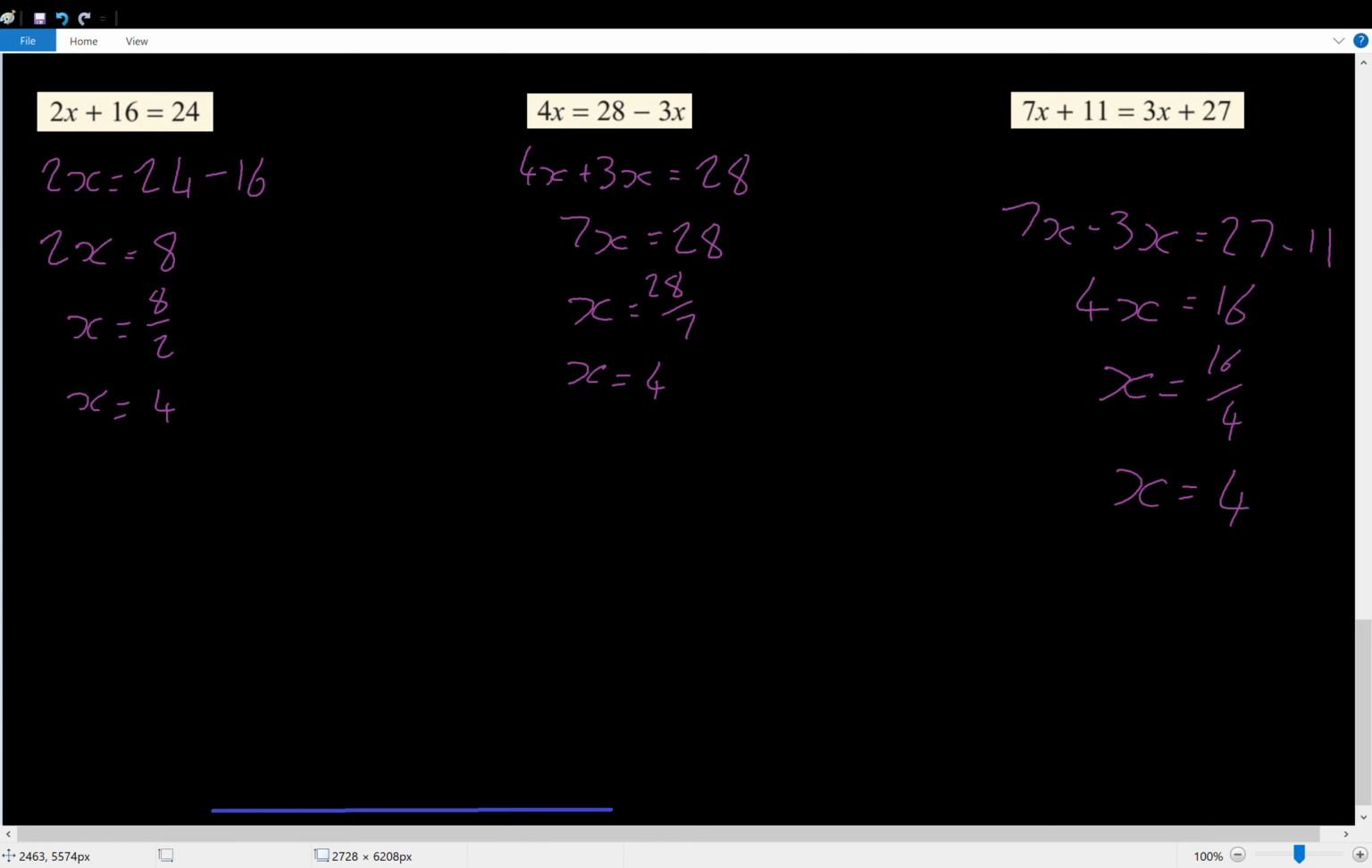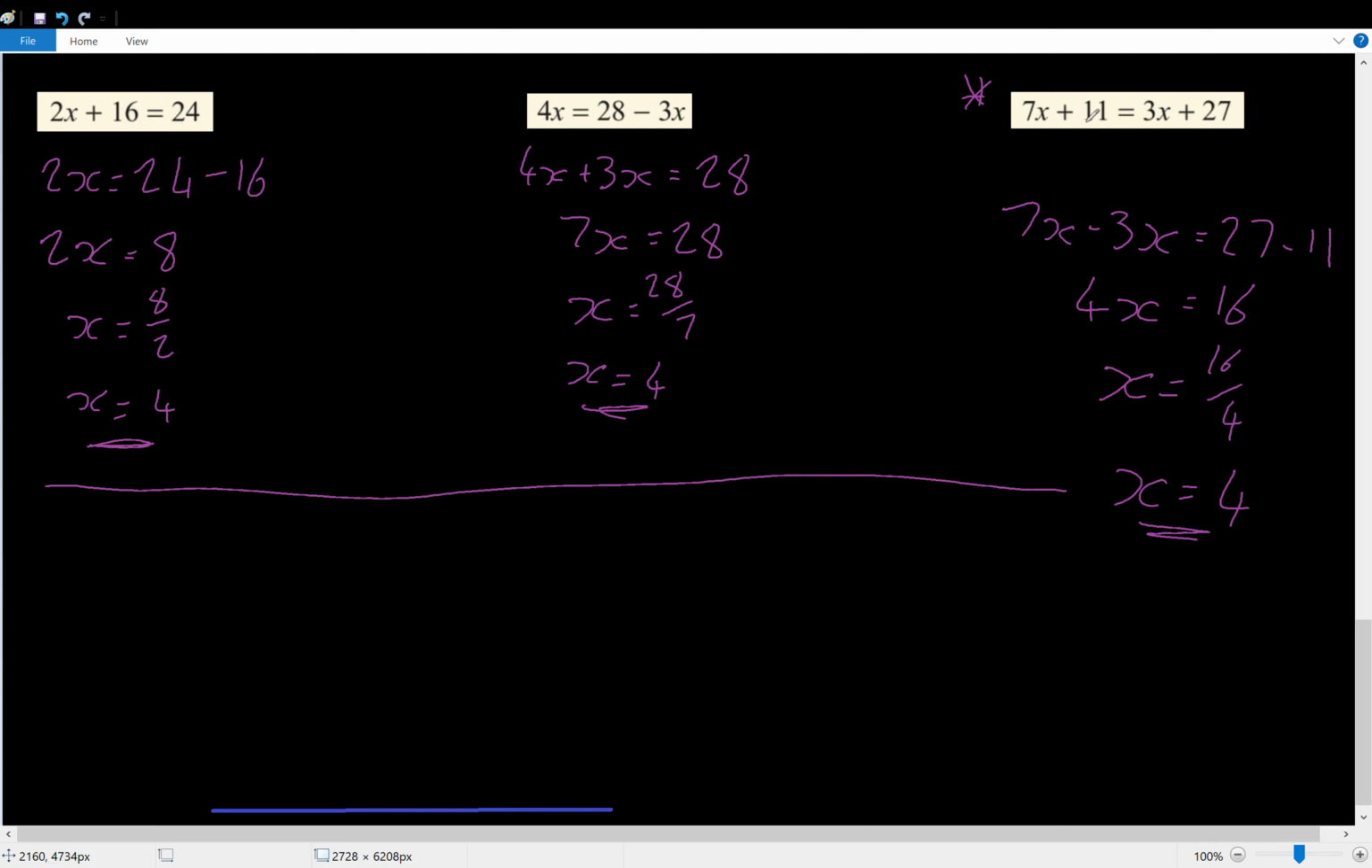Now if we wanted to verify any of these, we would take our value for x, either our 4 there, our 4 there, or our 4 there. And I did not expect that to work out 4 every time. And we will put them back into any of the equations. So let's just take our third example just here. And let's verify this equation. Let's make sure that our answer actually fits.